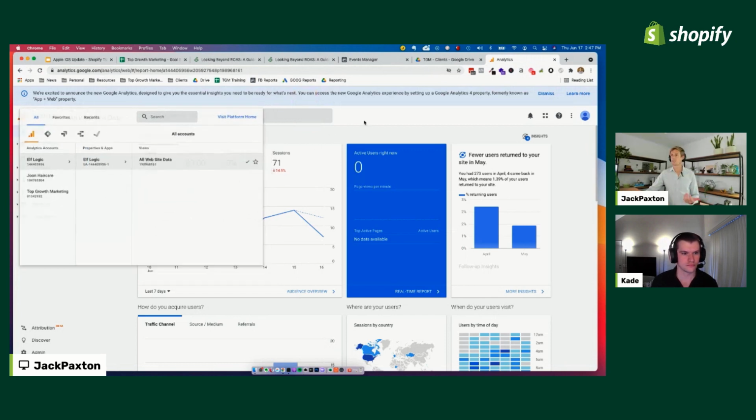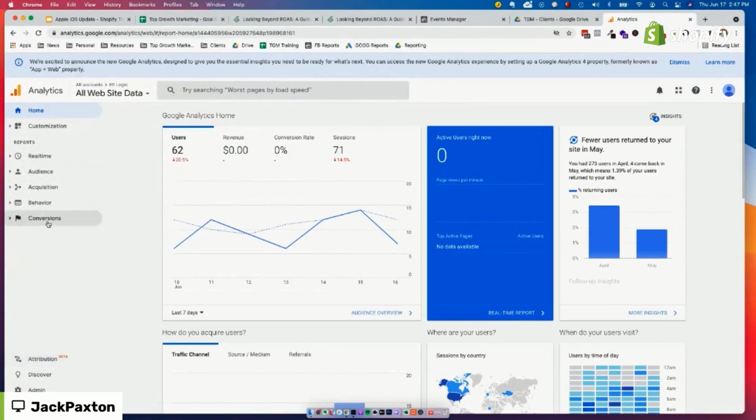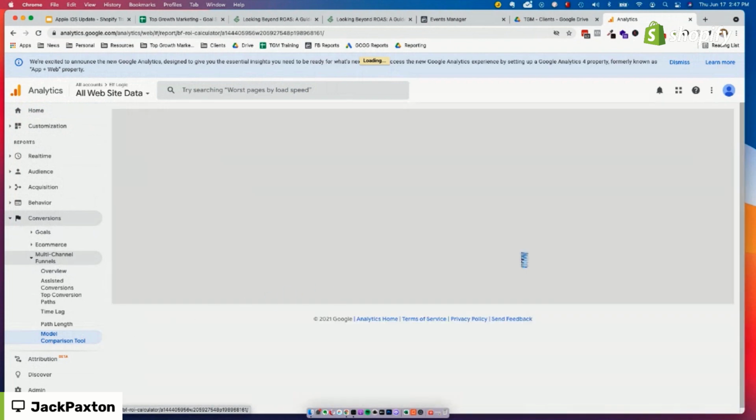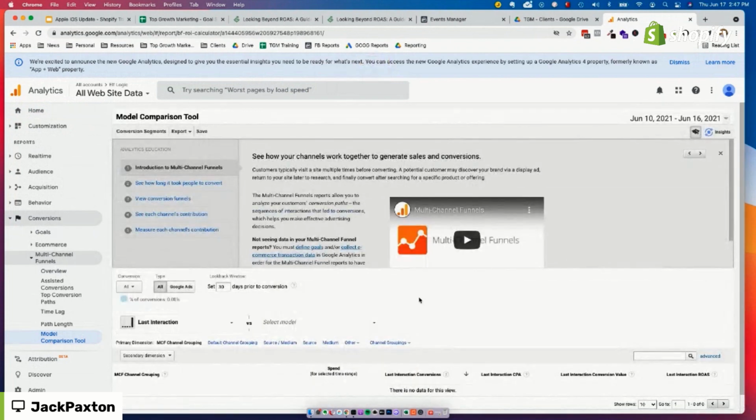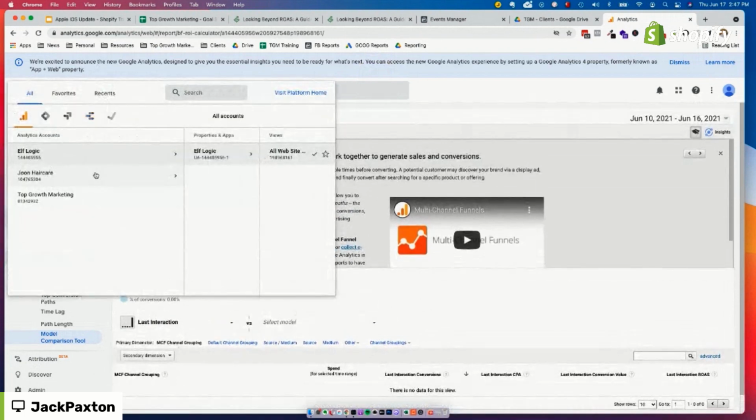Okay, let's try this one. Let's see. I'll just show you where to go. So there's a few options here. You can go down to your conversions, and you want to go to your multi-channel funnels, and you can do model comparison. Now, I don't think this is going to have too much data in it. It doesn't even have any data in it, so this is not helpful. Let's do this one.